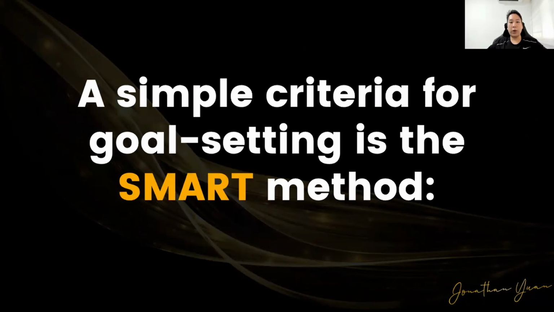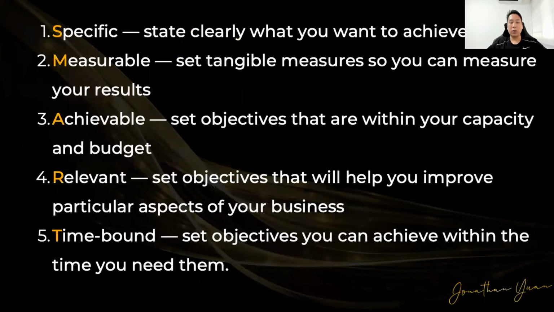A simple criteria for goal setting is the SMART method. I'm sure many of you have heard about this before. S stands for specific: you need to state clearly what you want to achieve. M stands for measurable: you need to set tangible measures so that you can measure your results. A stands for achievable: you need to set objectives that are within your capacity and budget. R stands for relevant: you need to set objectives that will help you improve particular aspects of your business.